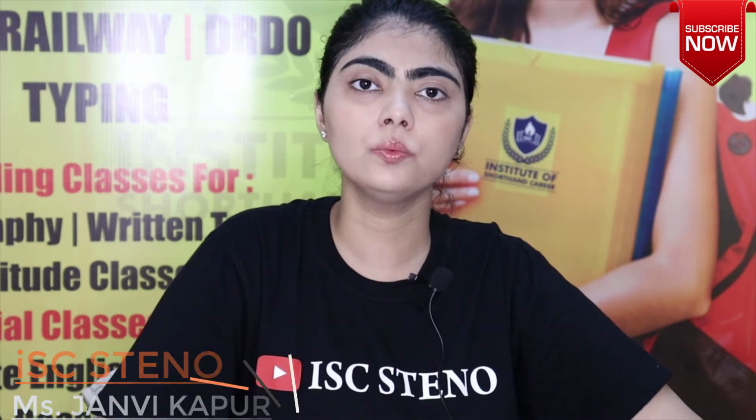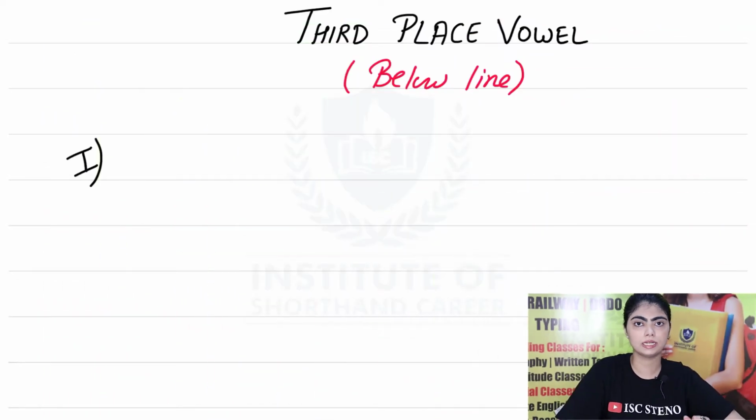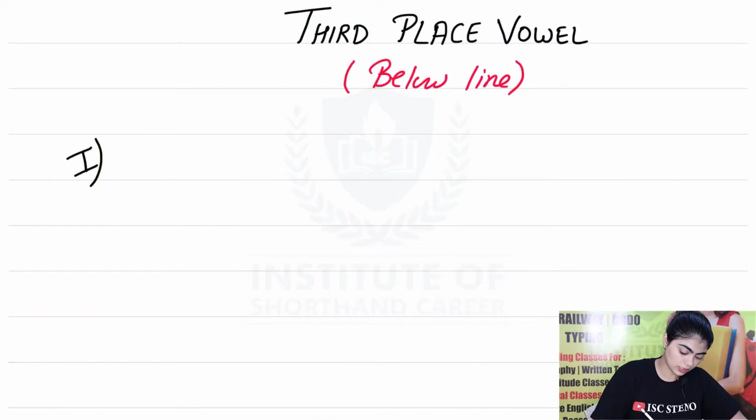Today we are starting with the third place vowel. In the previous video we completed the first place and the second place vowel. This is the last vowel that we are going to cover. So let us begin. The first sound that is coming is of long E.